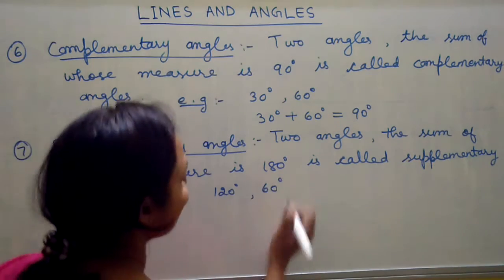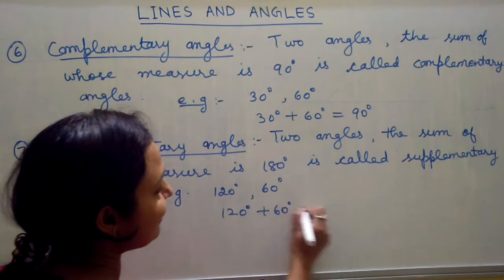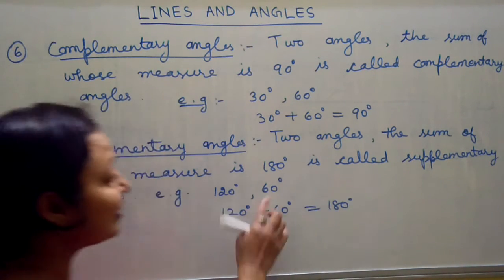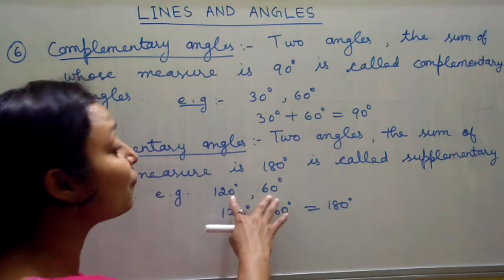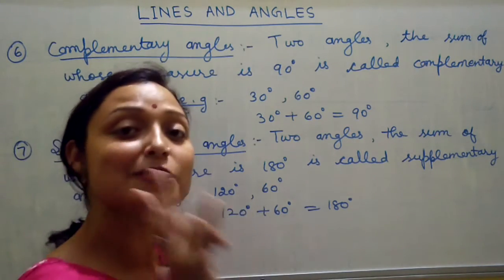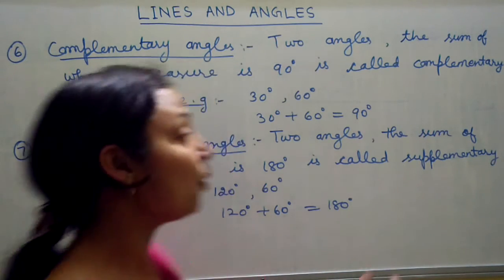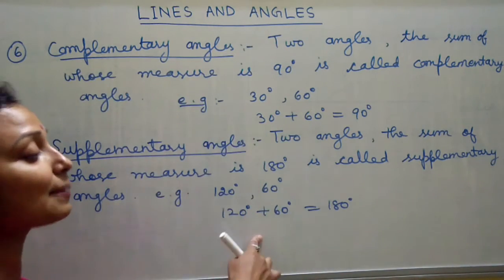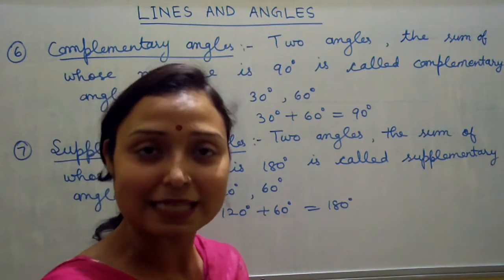when we add these two angles, 120 plus 60, that is equal to 180 degrees. So these two angles are called supplementary angles. Two angles whose sum is equal to 180 degrees are known as supplementary angles. So this is complementary and supplementary. These are very important angles for class 9th.